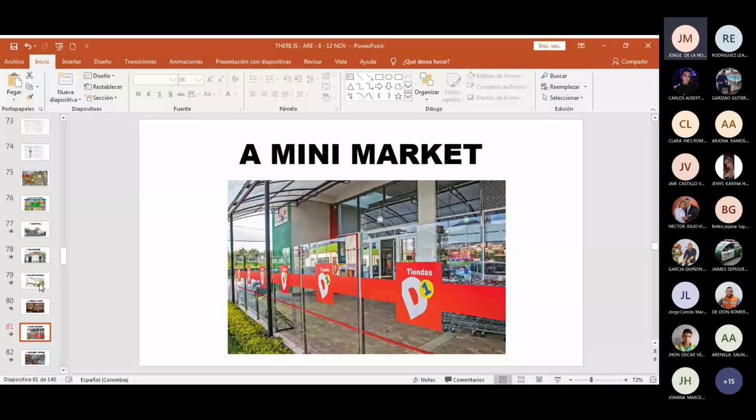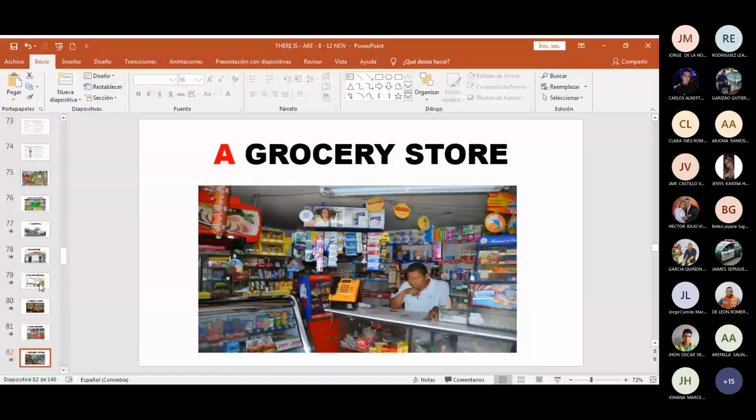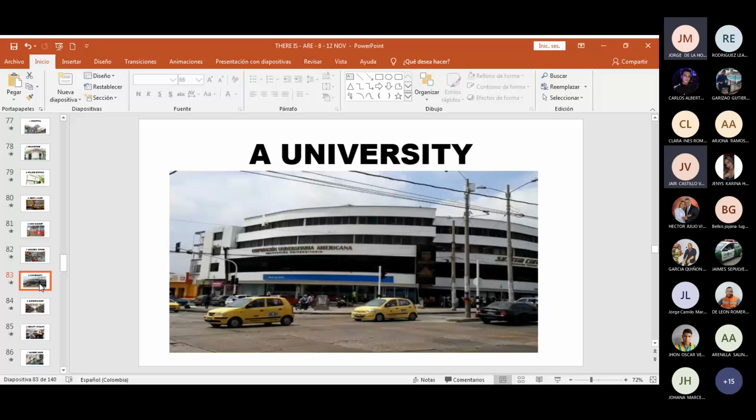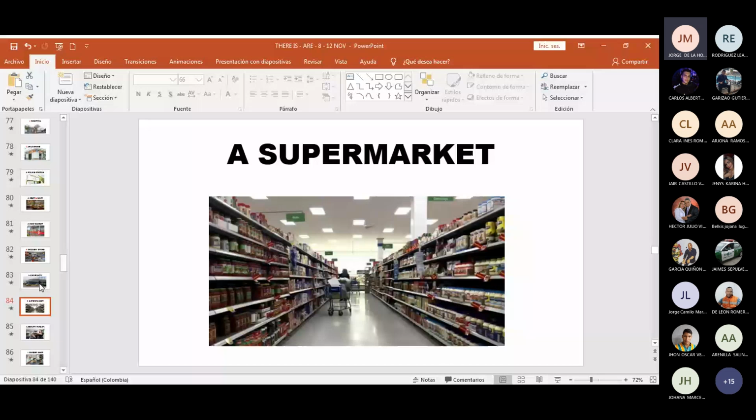Mini market. Yeah, for example, the one mini market. Very good. Tienda de barrio in English, student? That is very easy. Grocery store. Yeah, that's it. It's a grocery store. Universidad in English? University. Very good. Supermercado in English, student? Supermarket. Very good.